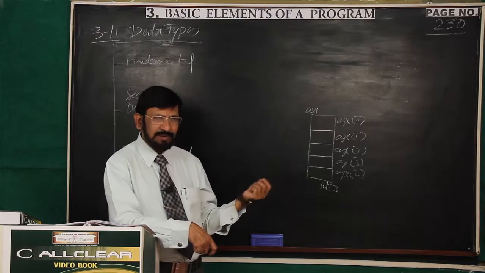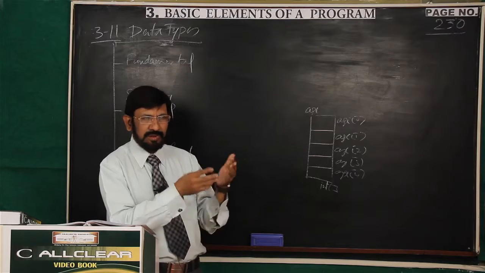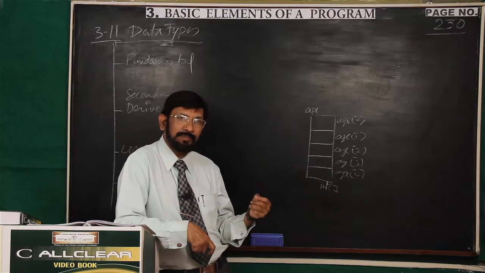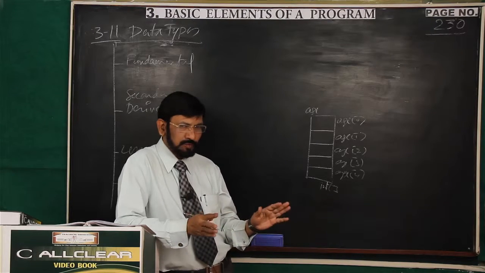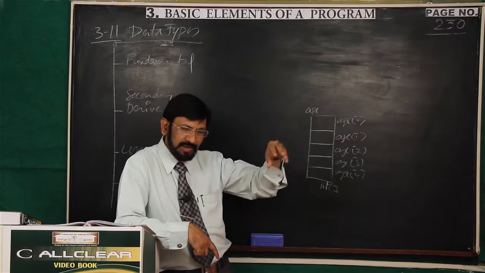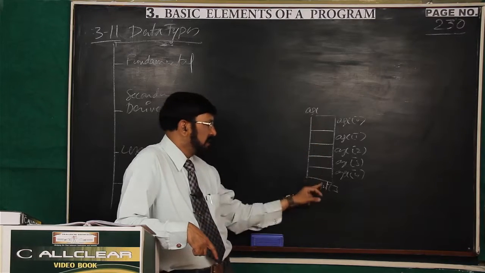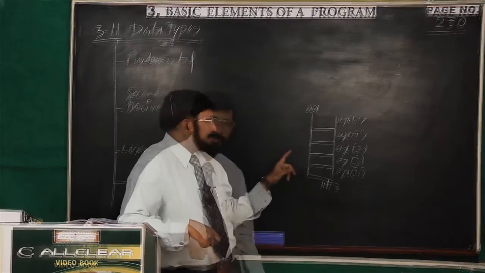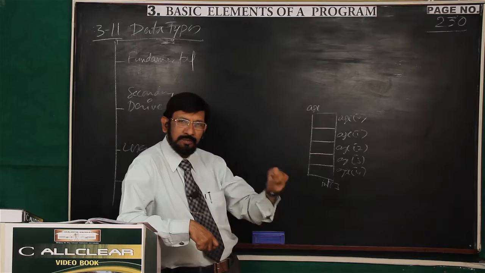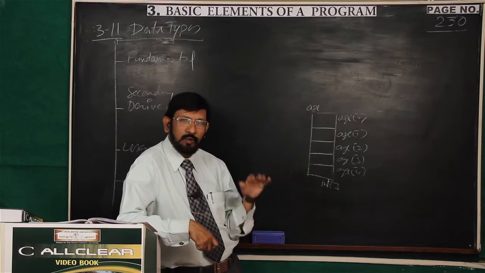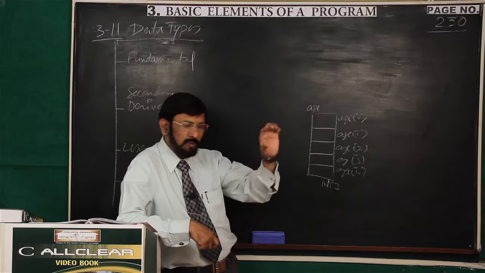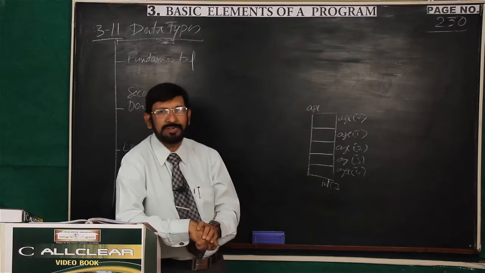But this is a limitation because in real time, on some occasions, we have to store different types of data. Then this is not suitable. Only the same type of data items can be stored in the array data structure. In an integer array, we can store integer values only. In a floating point array, we can store only floating point values. That is the basic limitation.